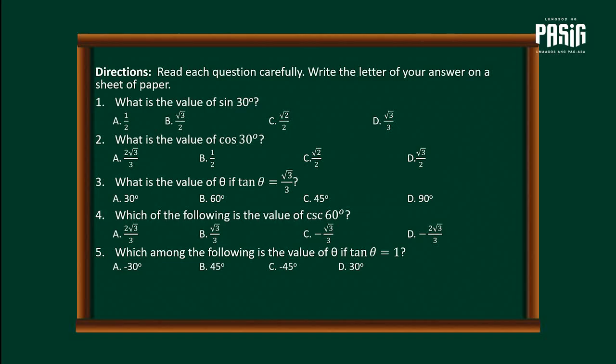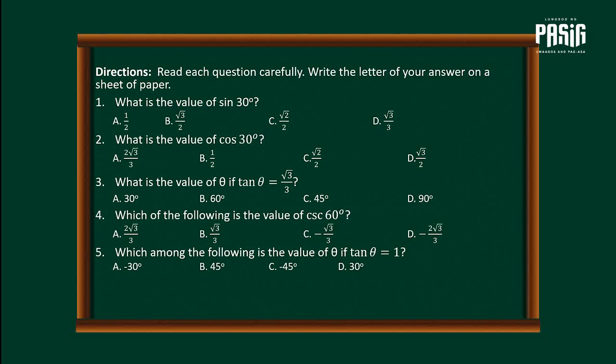Before we start the lesson, let us first test your prior knowledge about today's topic. Let me read each item while you write the letter of your answer on a sheet of paper. Number 1. What is the value of sine 30 degrees? A. 1/2. B. The square root of 3 over 2. C. The square root of 2 over 2. Or D. The square root of 3 over 3.